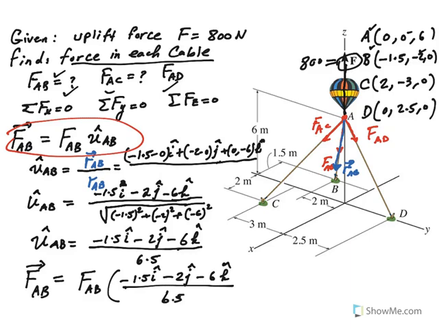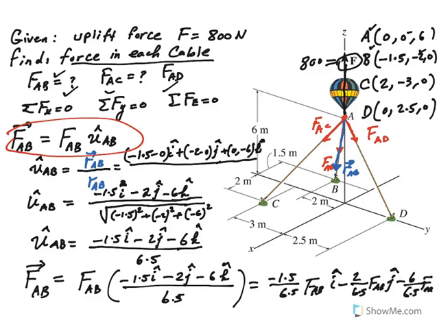And you could leave it like this or break it down individually. So for example, the x component is minus 1.5 over 6.5 FAB. That's the x component times I. Similarly, minus 2 over 6.5 FAB J, and then finally minus 6 over 6.5 FAB K. Okay? And we're going to do this for every one of these. So we're going to do it for FAC and FAD. We already did it for FAB.